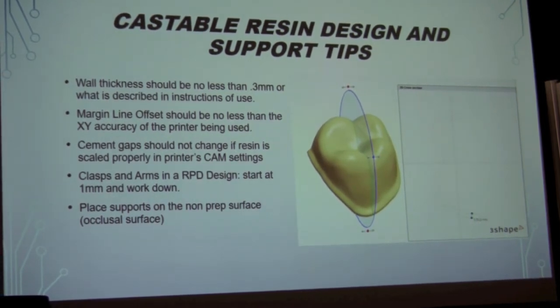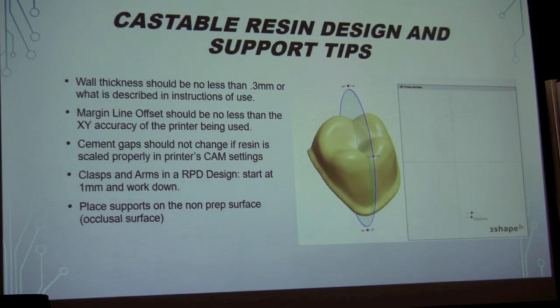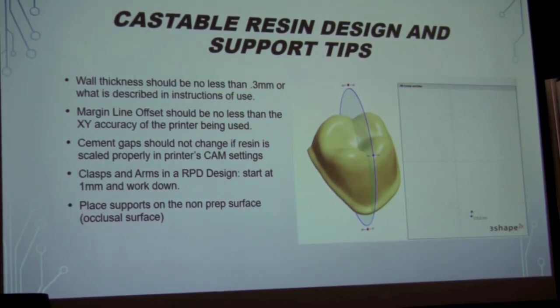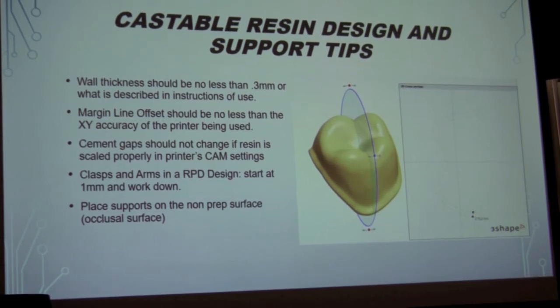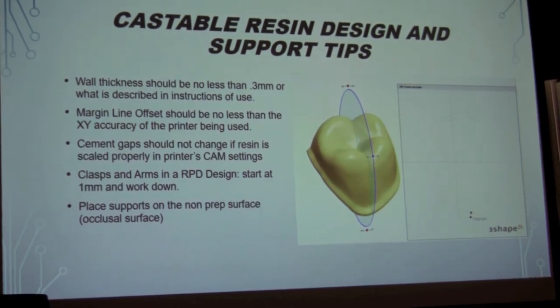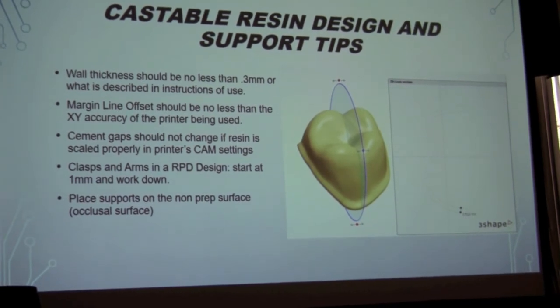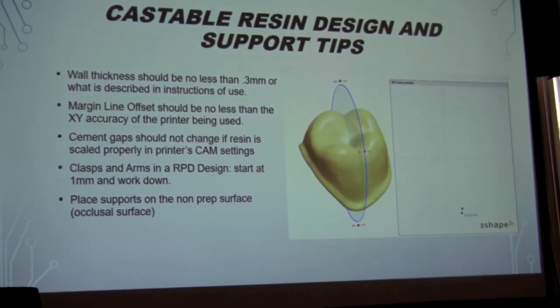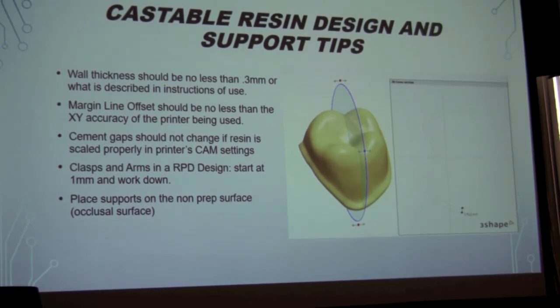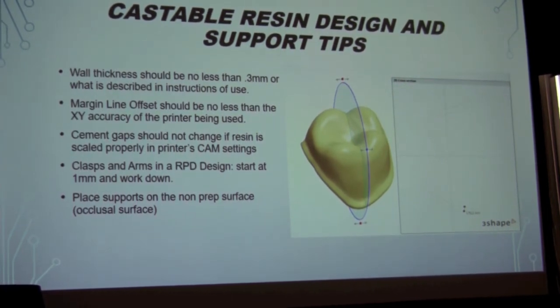Margin line offset, once again, should be no less than the XY accuracy of the printer. So if you guys are designing castables on the Formlabs, your margin line offset cannot be less than 150 microns. If it's less than that, it can't really print it. You can't slice it to project it. For our Sega printers, for instance, on our Pro 275, we use a 75 micron, 0.075 setting for our margin line offset.